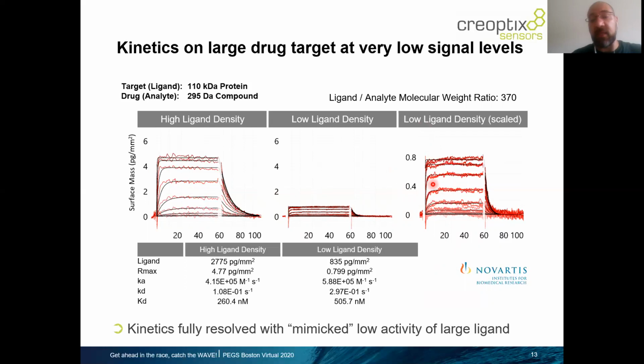The red curves are the data in triplicates, and the black curves are the fitting model, a one-to-one model. And we can appreciate resolving these kinetics at below 1 unit, which can also mimic situations where your protein is not very active. So your response will also be very low, and you would want to distinguish noise from actual binding, and this can be done on the WAVE.